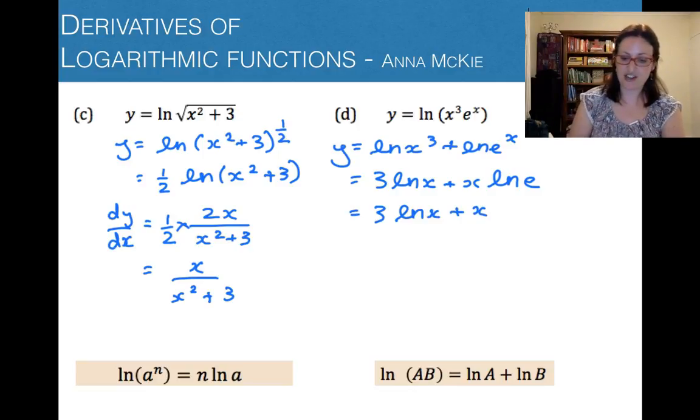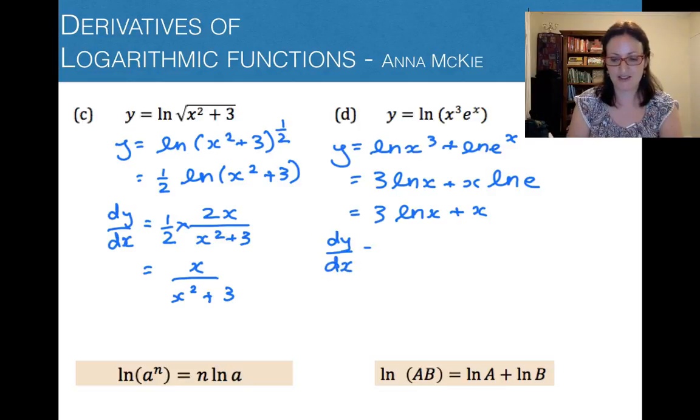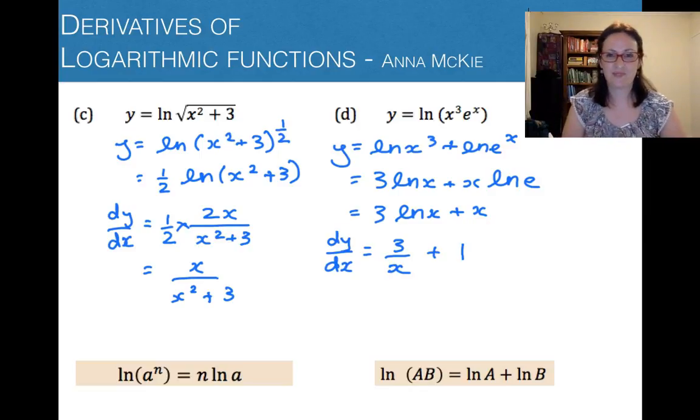Now we differentiate. So now is when you go put down dy by dx. Don't just keep writing equals down the line there. This is when you differentiate and apply the rules. So differentiating ln x is just 1 on x, but we can write 3 on x. And the derivative of x is just 1. Moving on.